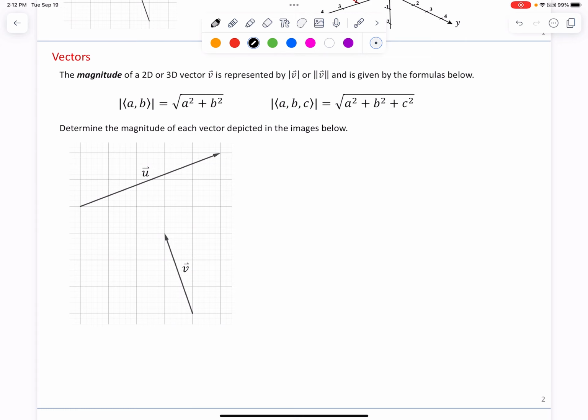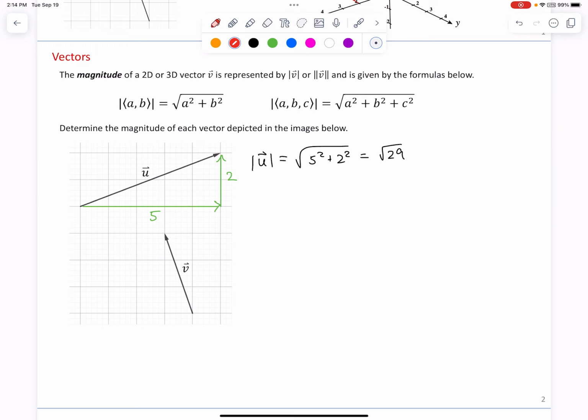Determine the magnitude of each vector depicted in the images below. For vector u, we go in the x direction 5 units, and then we go in the y direction 2 units. You can clearly see that in the two-dimensional case, this simply makes a right triangle. The magnitude of this vector is the length of the hypotenuse. Hence, we have the Pythagorean theorem being used, and we get that the magnitude of vector u is equal to the square root of the sum of the squares of its components, which are the two legs of this triangle. So 5 squared plus 2 squared gives me the square root of 29.